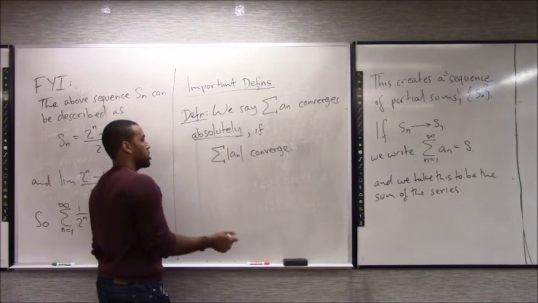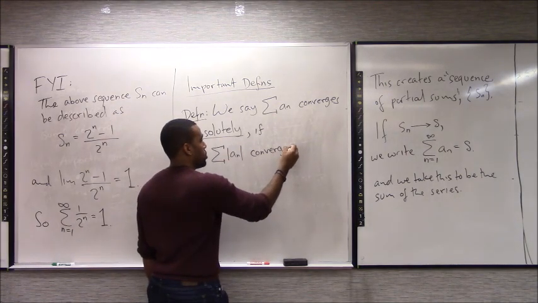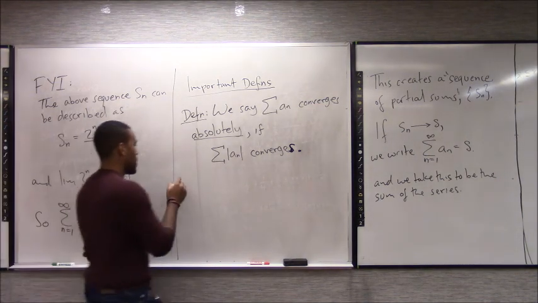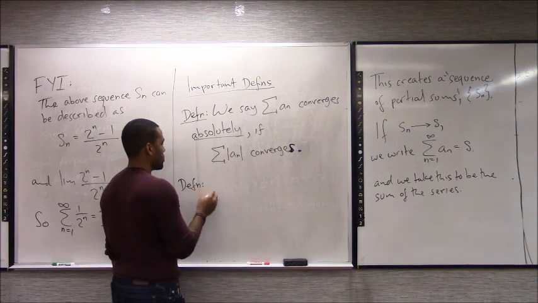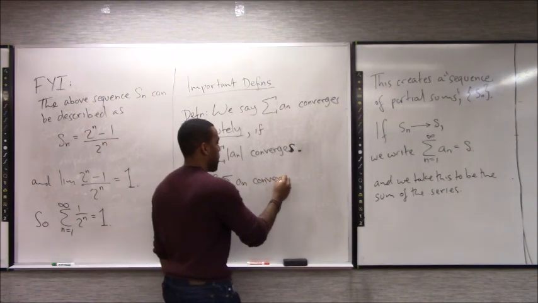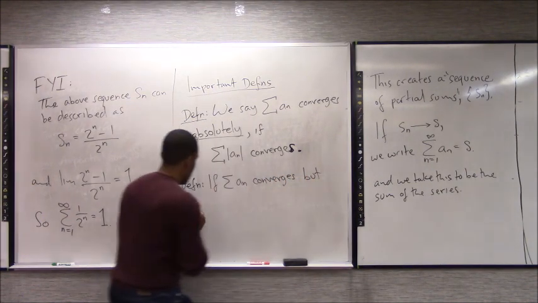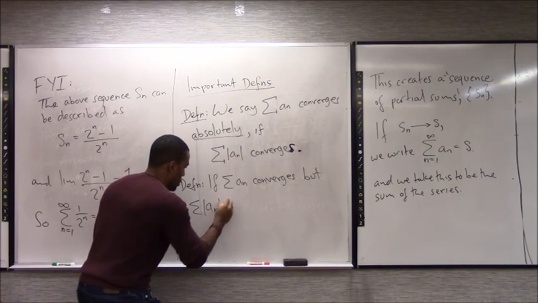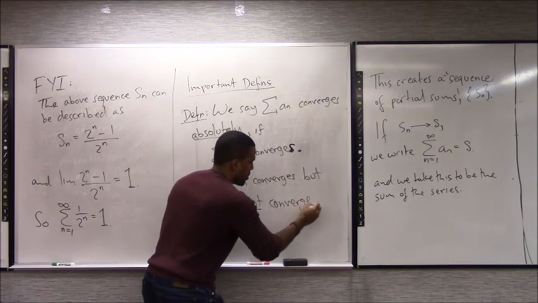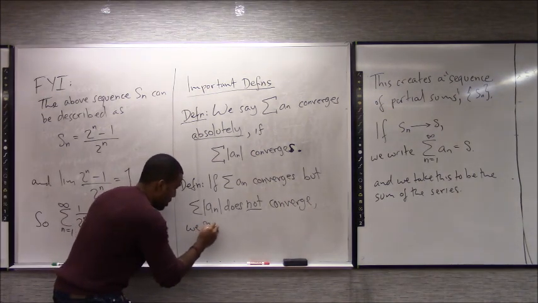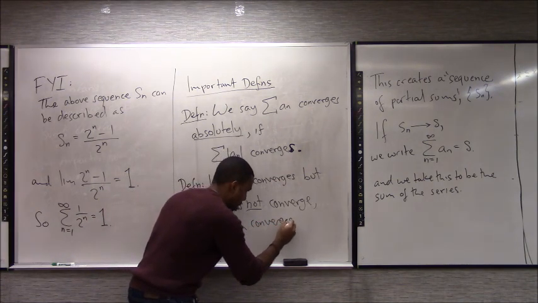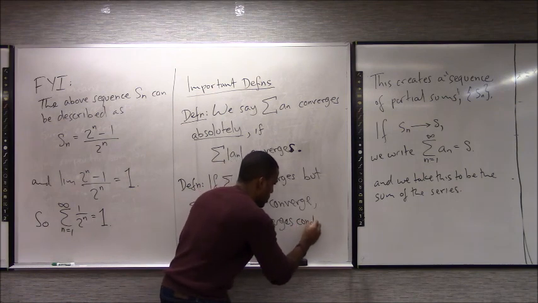So there's something that's called absolute convergence. And this just means if I put absolute values around the terms, it will converge. There's another definition. If you realize that the series converges, but the series with absolute values does not converge, we say the series converges conditionally.